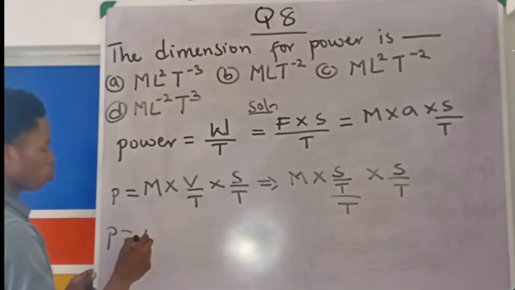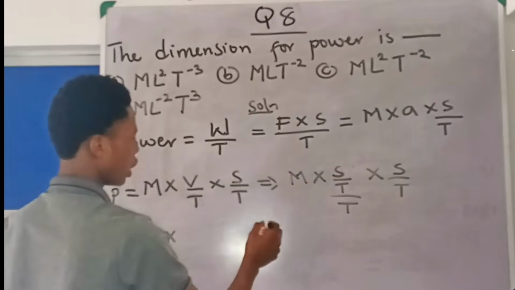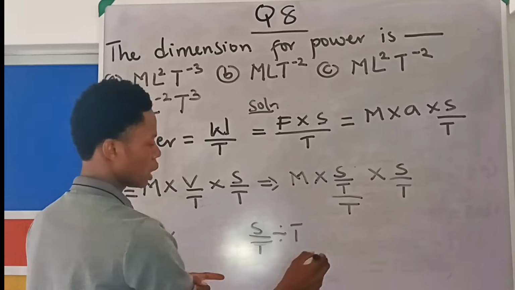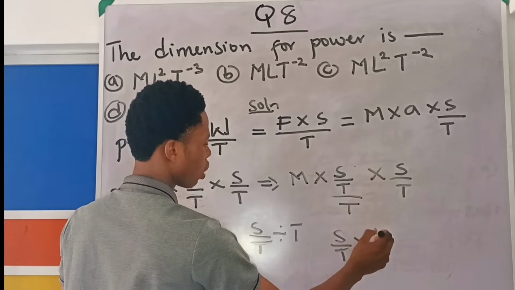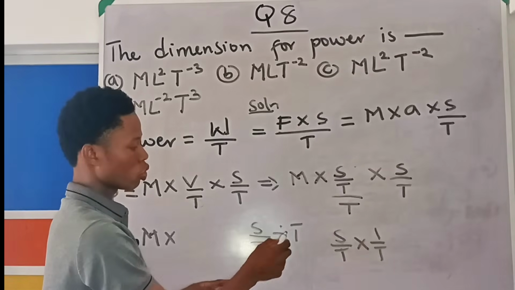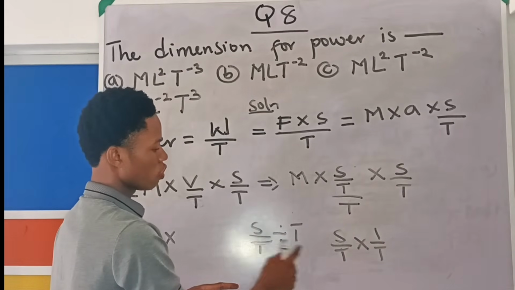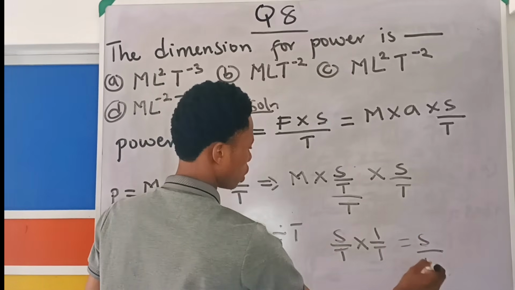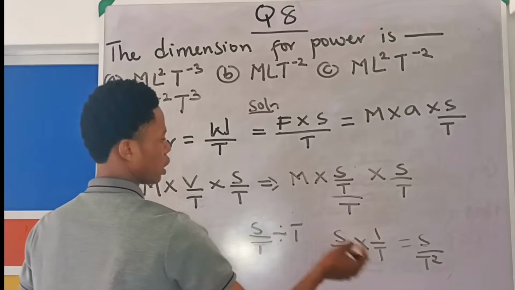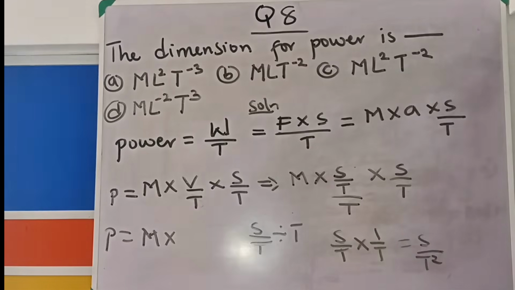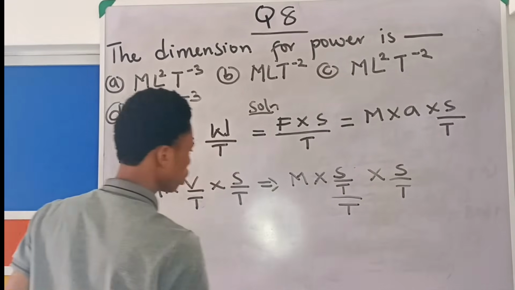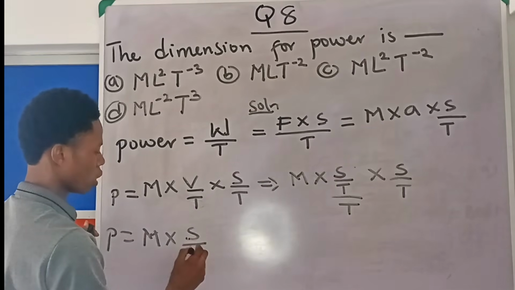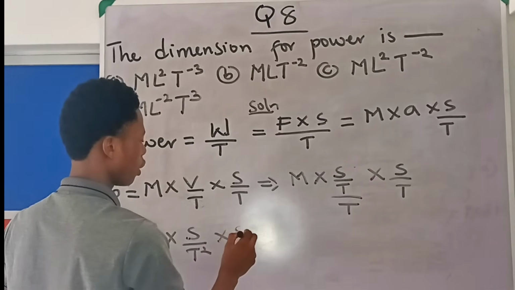So power is equal to mass times. Now this same thing here, if I have S over T divide by T, it's same thing as saying S over T times 1 over T. Anytime you want to change division to times, just take 1 over what is here. So I just change this division to times by taking 1 over this. So we'll be having S over T times 1 over T is what? 1 over T square. So everything here is S over T square. Hope you understand. So everything here, this stuff here is S over T square. So here I have S over T square, then times S over T.